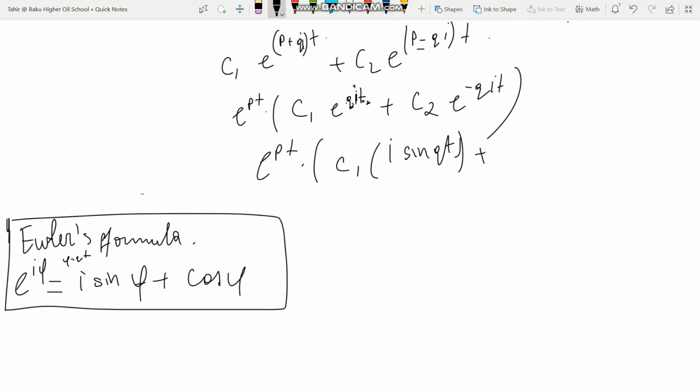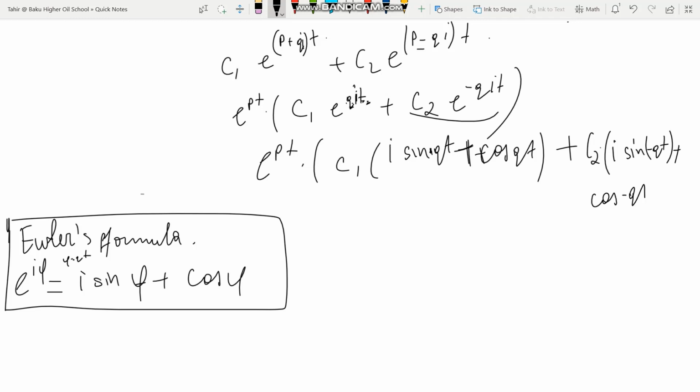Sine qt plus just cosine qt. It is a little bit not neat, and let's write plus c2 multiplied by, and all the q terms we put a minus sign and get the final term for this part. It will be i sine minus qt plus cosine minus qt.